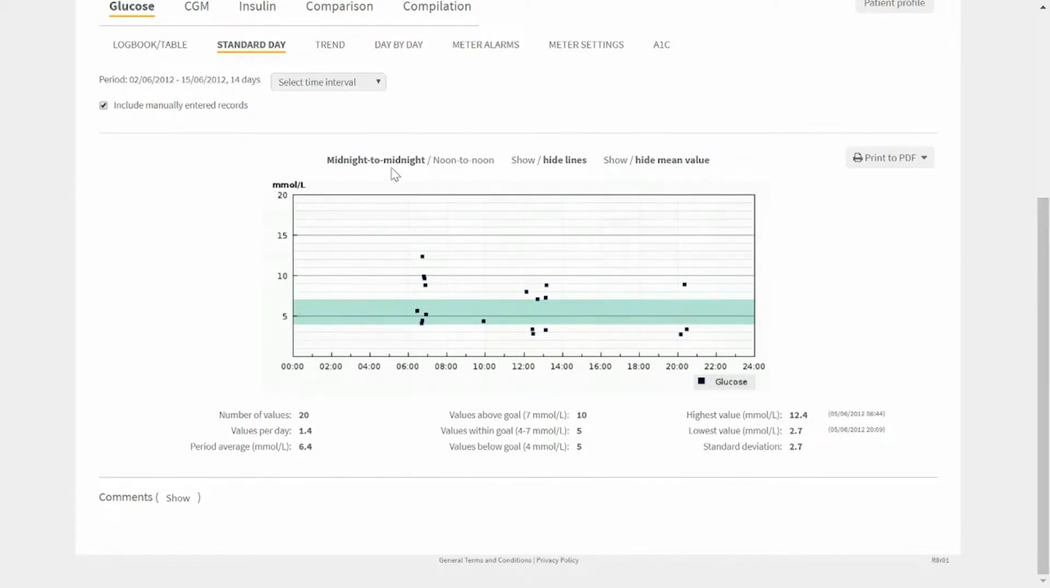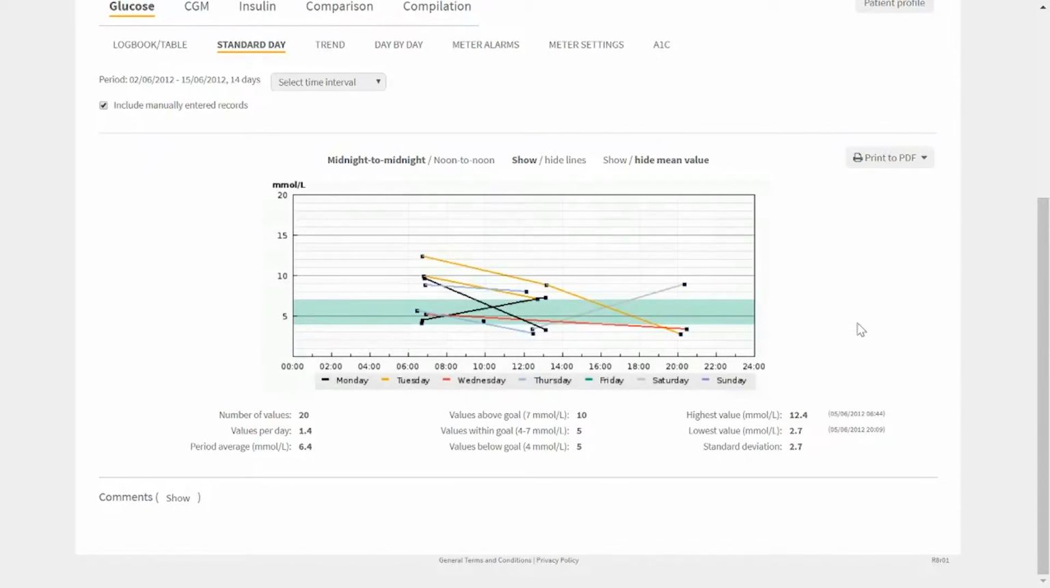If you wish to focus on a specific time of day, you can switch from being midnight to midnight to being noon to noon. This will mean that you will have the nighttime portion of the graph in the centre of the screen, as you see here. What you're also able to do is show or hide lines. So this will give an indication as to how the person is tracking throughout the day.